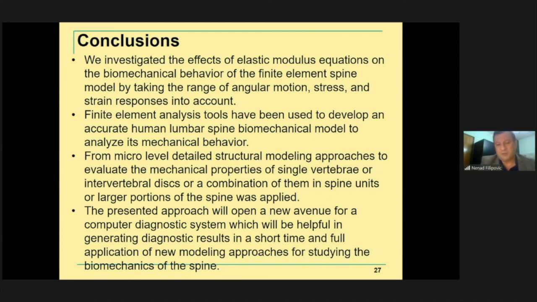So we can say for each specific patient, we can develop for him exactly the stress strain distribution, the biomechanical model and mechanical behavior around this, but also to see the difference in the images from the machine learning level. So from micro level, detailed structure modeling approach, of course, needs very specific material properties, mechanical properties of single vertebra or intervertebral disc, or combination of them in all the spine units or large portion of the spine which was applied. So the present approach, we are sure, will open new avenue for computer diagnostic system, which will be helpful in generating diagnostic results in short time and full application, new modeling approach for studying biomechanics of the spine.